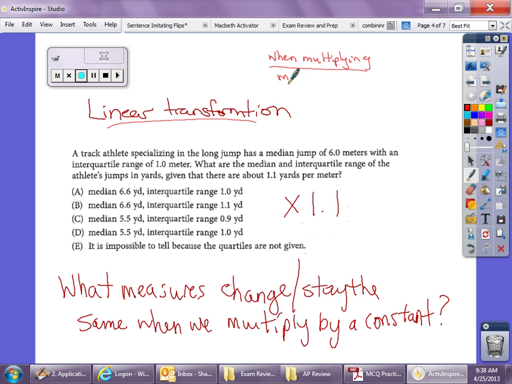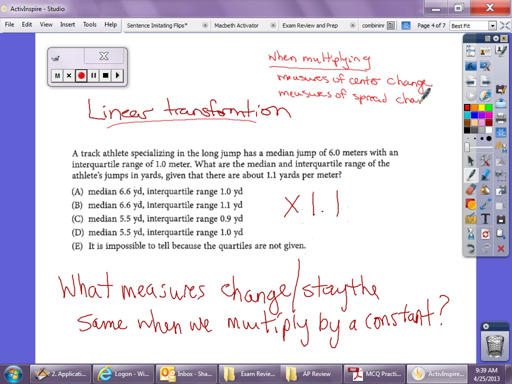My measures of center or location do change. How about my measures of spread? Do they change? When I'm multiplying, they do. When I multiply, my measures of spread change as well.